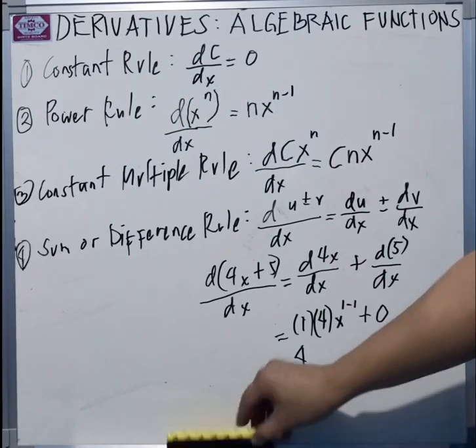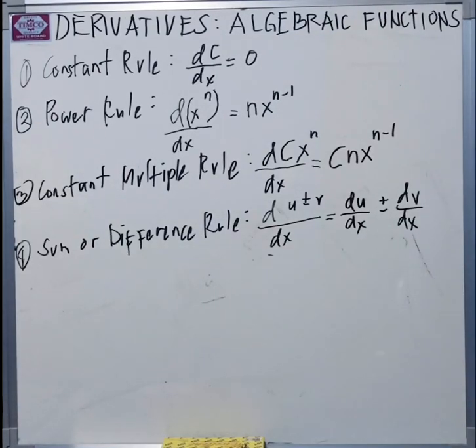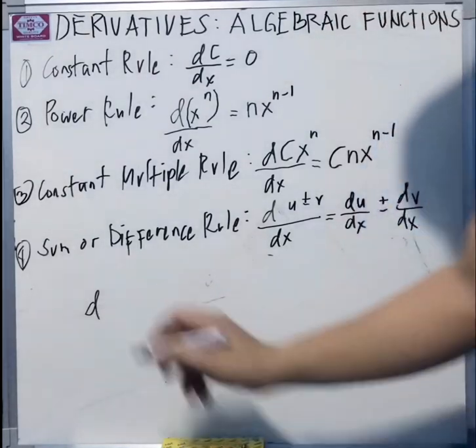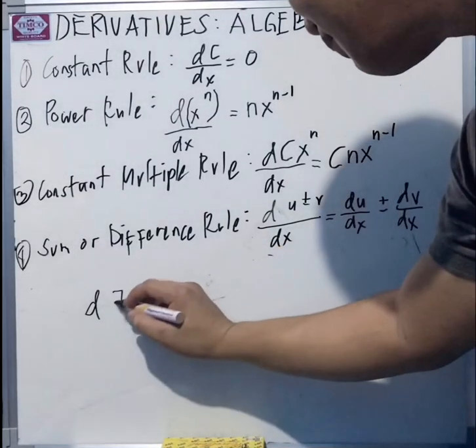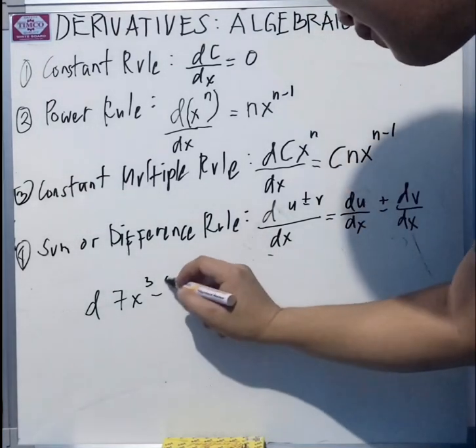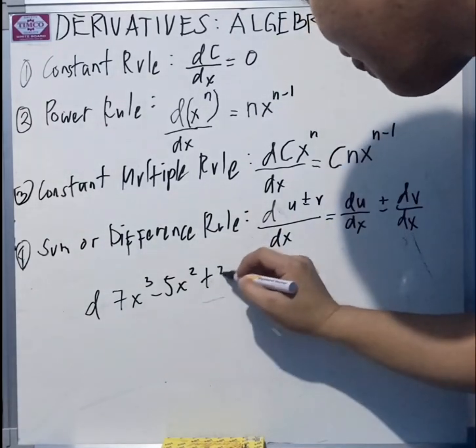So another example, we have to find the derivative of 7x cubed minus 5x squared plus 3x minus 5.